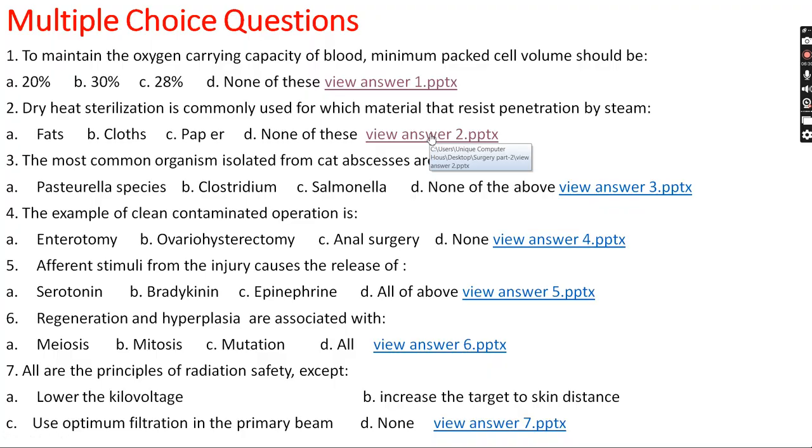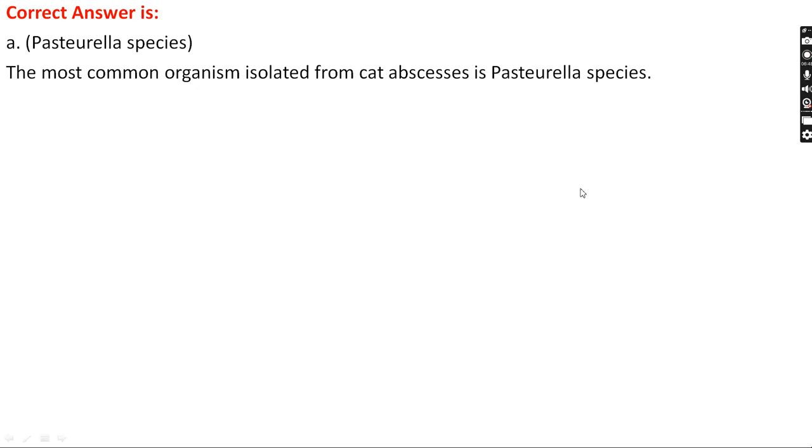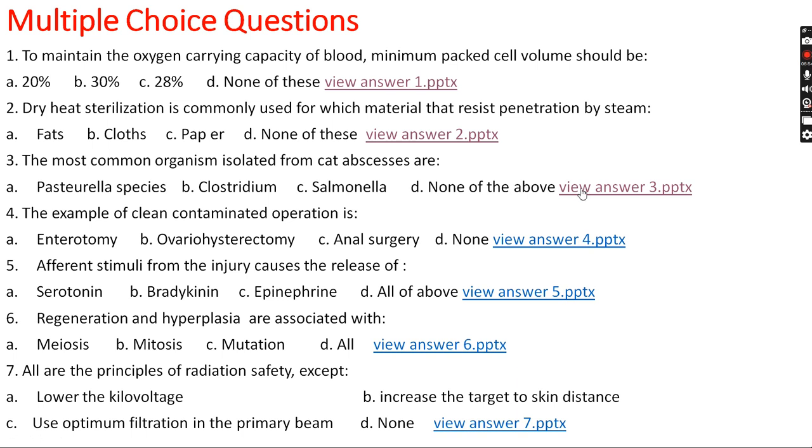Question number 3. The most common organism isolated from a cat abscess is: option A, Pasteurella species, option B, Clostridium, option C, Salmonella, or option D, none of the above. The right answer is option A, that is Pasteurella species, okay. The most common organism isolated from a cat abscess is Pasteurella species, okay.